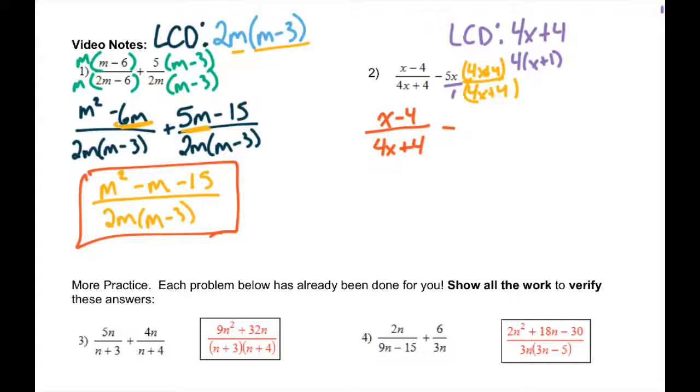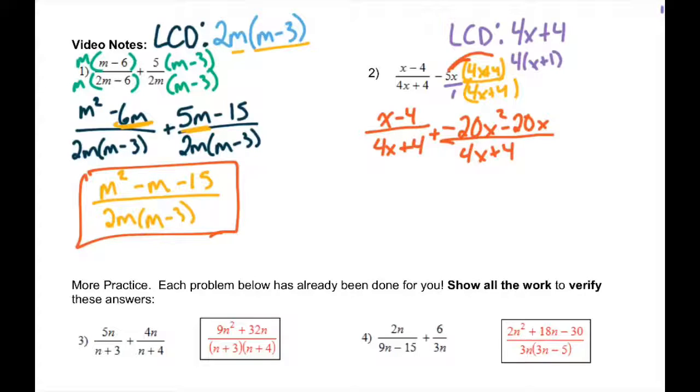Now, the tricky thing about this is that when I'm distributing this 5x, it's a negative 5x. So we need to think about distributing negative values to both of those pieces here, all over 4x plus 4. And now you can almost think about like we're adding these two fractions once we distribute that negative.